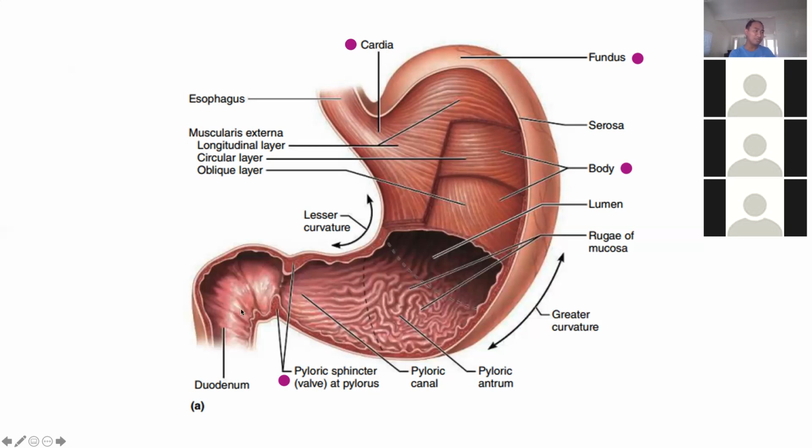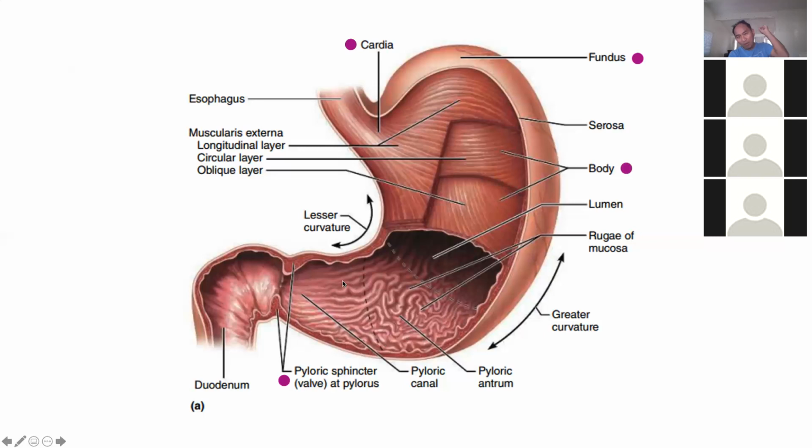Look at that here. Before it becomes the duodenum, the portion of the stomach is called the pylorus. Pylorus is a Greek word. They divide the pylorus into 3 portions: the pyloric antrum, the pyloric canal, and there is also another valve which is called the pyloric sphincter at the pylorus. Anyway, whatever it is, this portion in general we will call the pylorus.